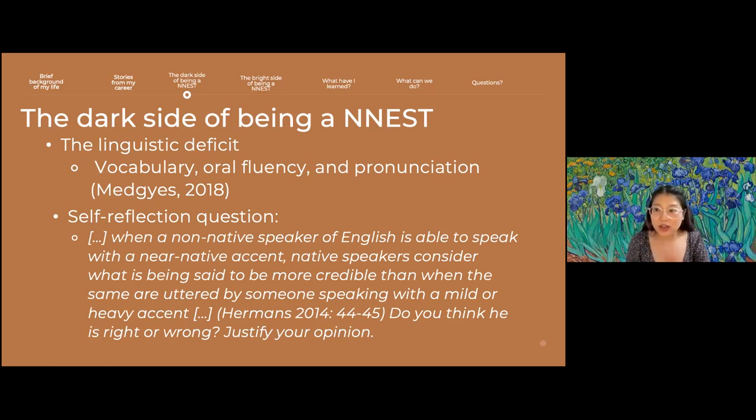This is a question that I ask myself: when a non-native English speaker teacher is able to speak with a near-native accent, native speakers consider what is being said to be more credible than when it is uttered by someone speaking with a mild or heavy accent. Do you think he is right or wrong? That sort of thing. Do I think that also? Sometimes I do think that I have caught myself thinking about this. We can share this if we want to, but it is something I keep asking myself, because I don't want to be the person who imposes this kind of discrimination on other people subconsciously.